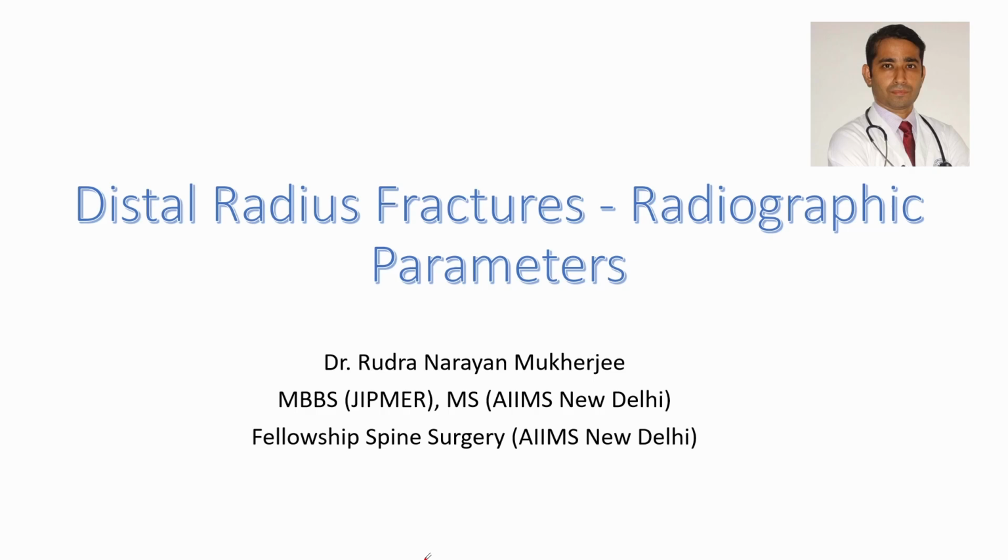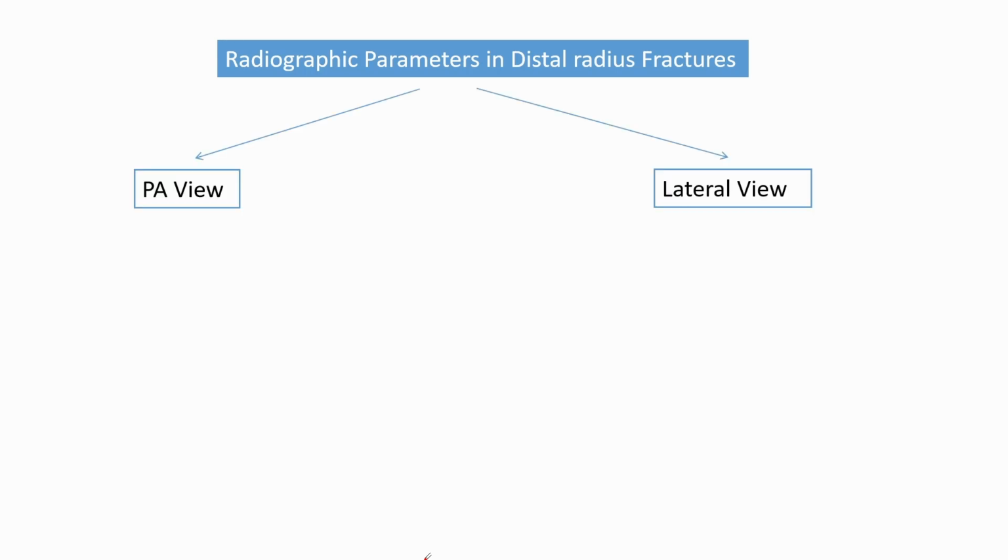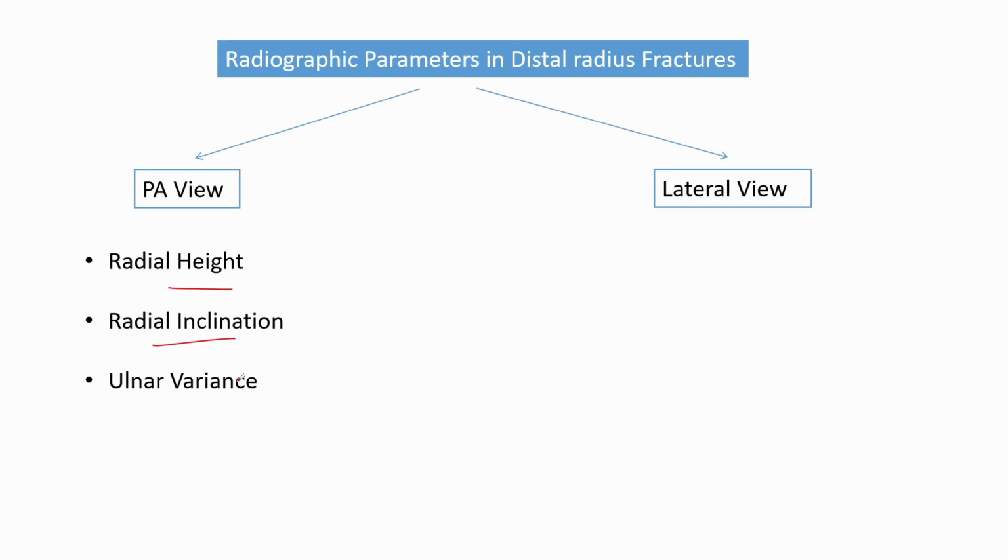Radiographic parameters in distal radius fractures. The two common views done in distal radius fractures are the posterior-anterior view, or the PA view, and the lateral view. The parameters seen in the PA view are radial height, radial inclination, and ulnar variance, and that in the lateral view is dorsal or palmar tilt.